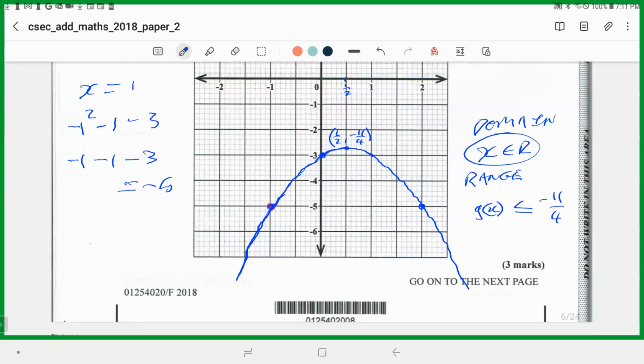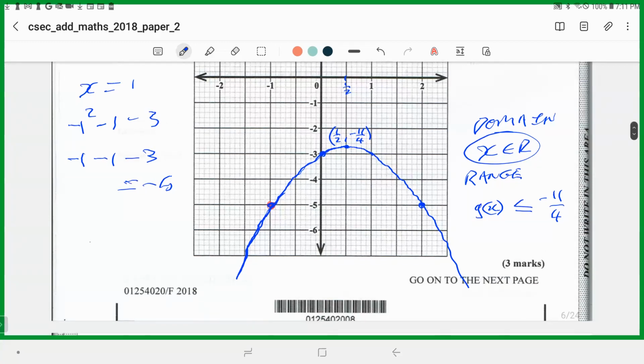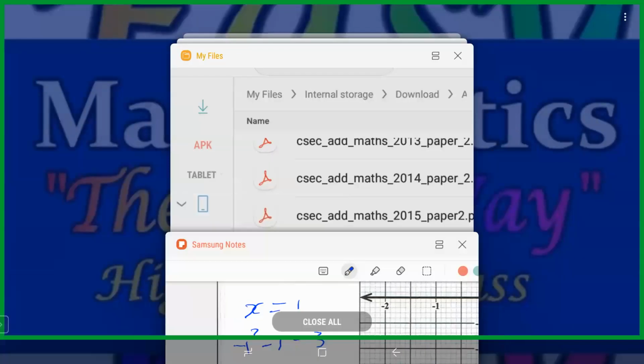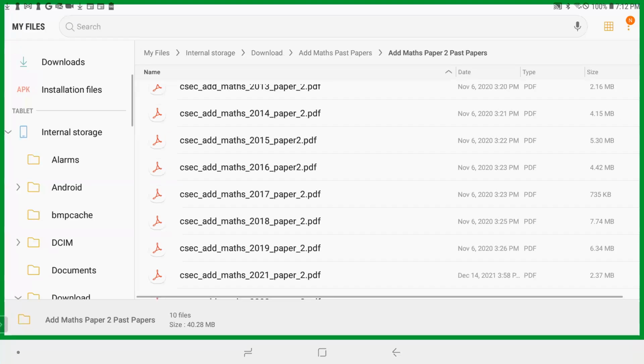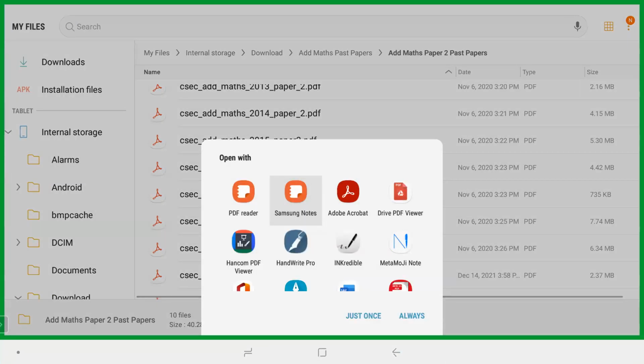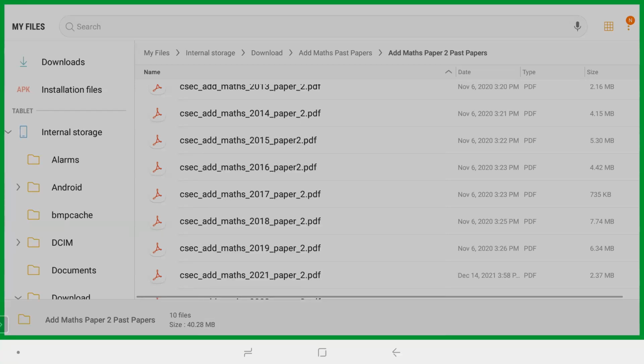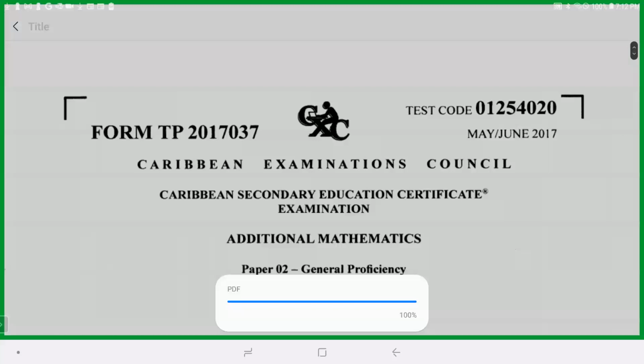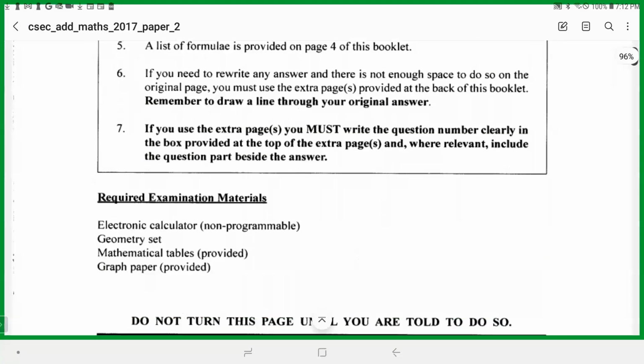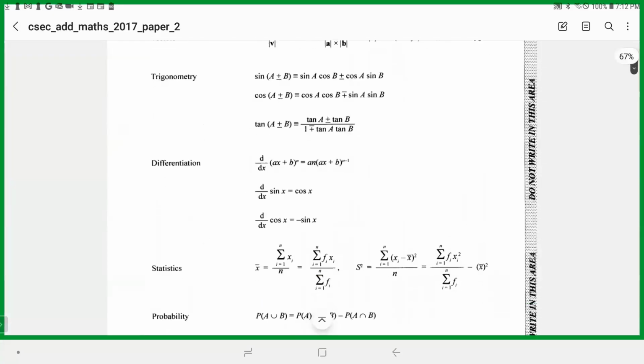All right, let's look at another one. Let's look at 2017. So Friday we're going to do some real quadratics, right? Some sum and product of roots, right?